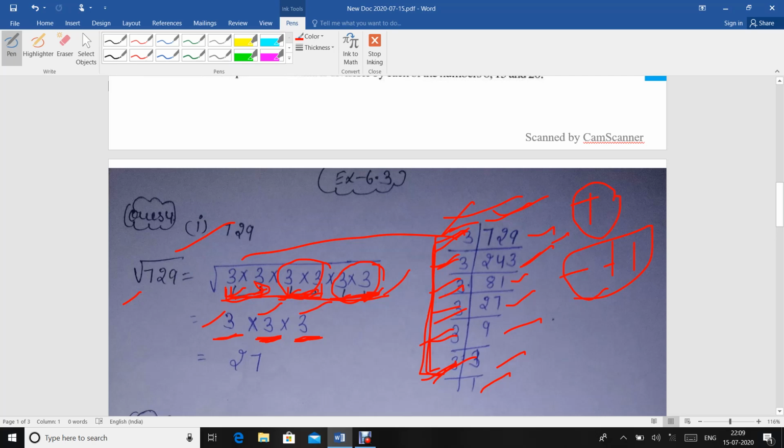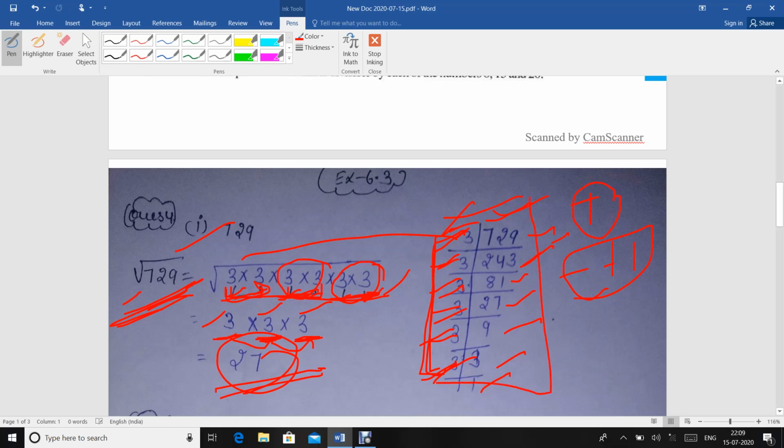Now multiply the factors selected. The product will be the square root of the number. Means you have to do the product of these numbers. 3 multiplied by 3 is 9. 9 multiplied by 3 is 27. So 27 is the square root of 729. I hope all of you understand this method.